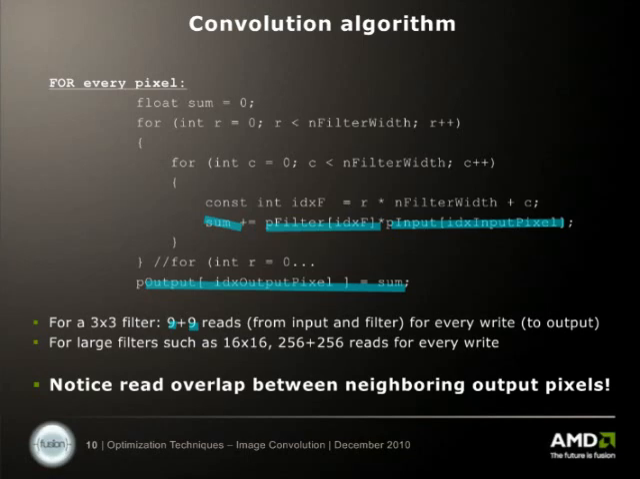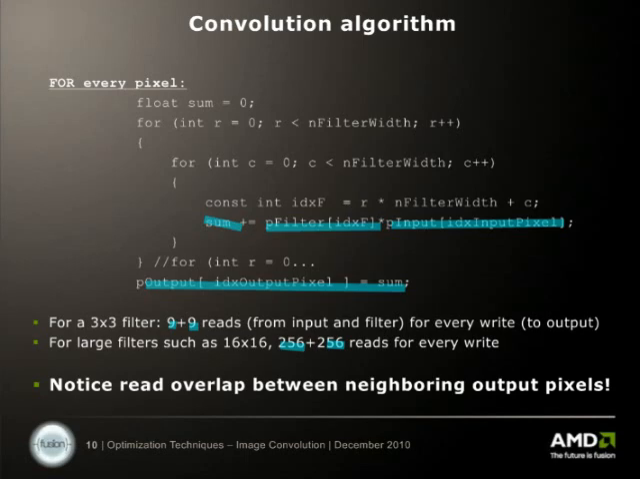Okay, so here's the key thing. For a 3 by 3 filter, we are doing 9 reads from our input and 9 reads from the filter. So this is what we need to remember for our convolution algorithm. For large filters, for example a 16 by 16 filter, we have 256 reads from the input image and 256 reads from the filter. So we are doing 256 reads and 256 reads for every write. This is becoming a heavily memory bottlenecked algorithm. We spend a lot of time doing reads.